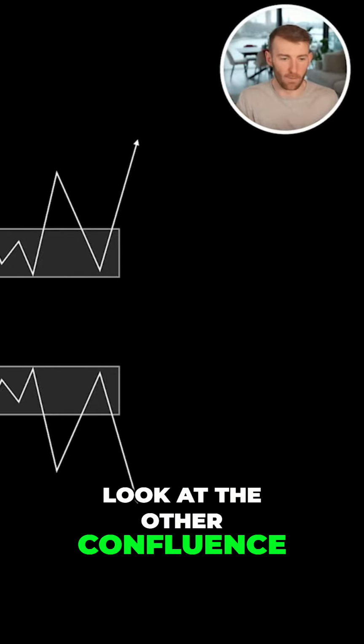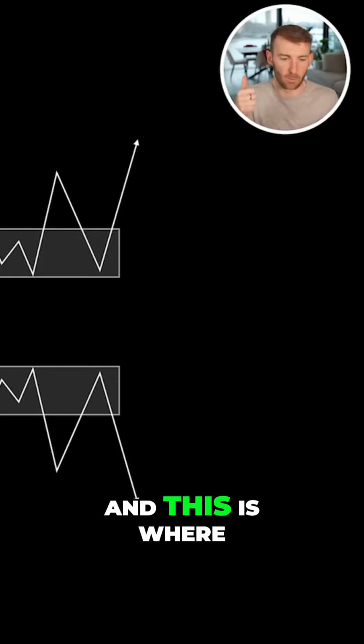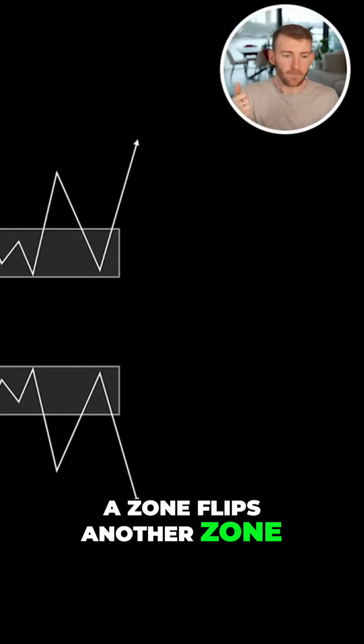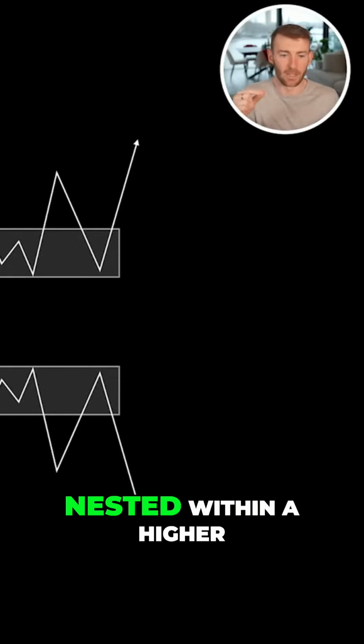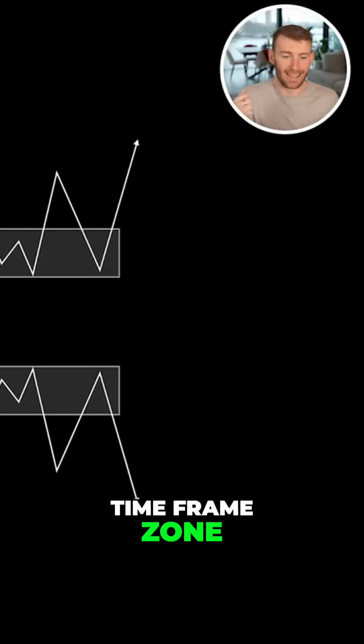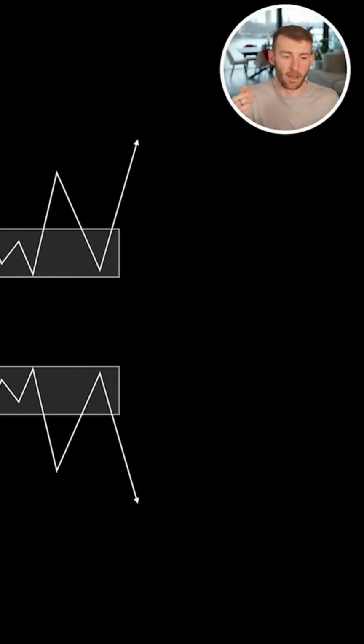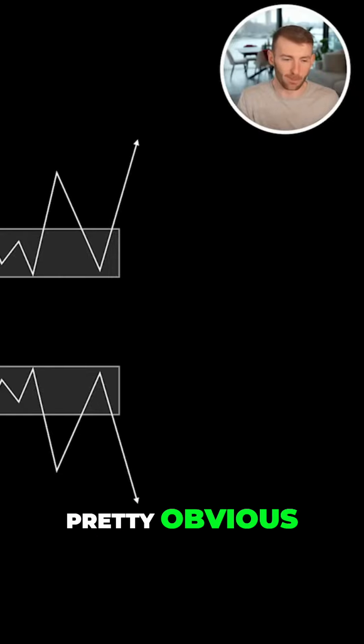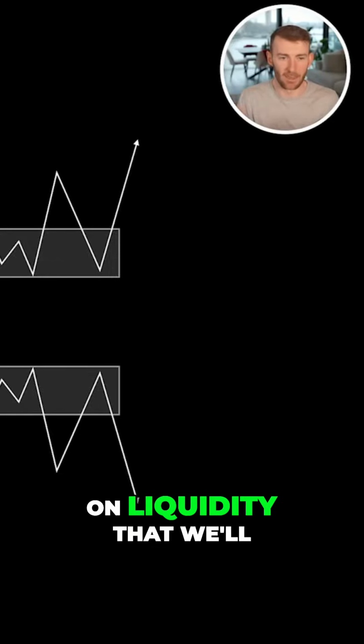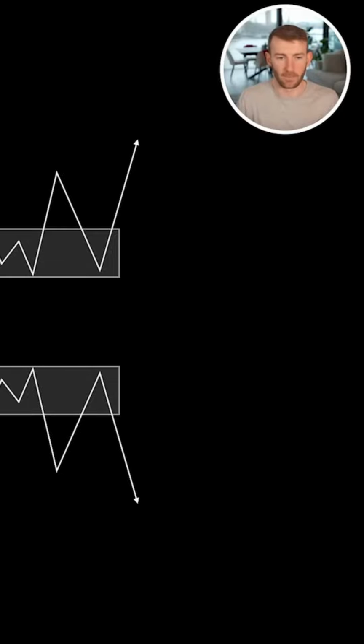Now we're going to look at the other confluence. So flip zones, and this is where a zone flips another zone. A stack zone, so this is where it's nested within a higher time frame zone. A session zone, so this is where it's created during a high volume session. Trading pro trend, pretty obvious, but one we want to add in for sure. And then two of them that are based on liquidity that we'll cover in the liquidity section.